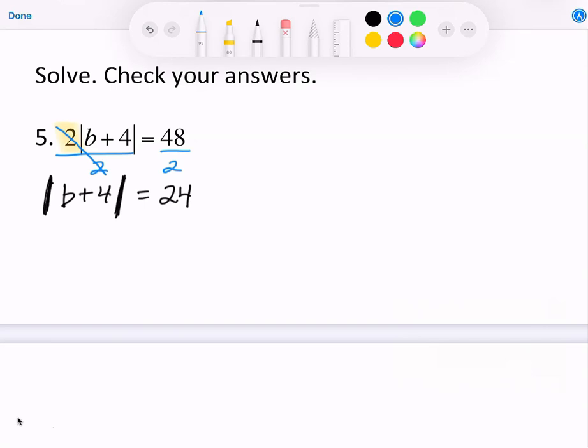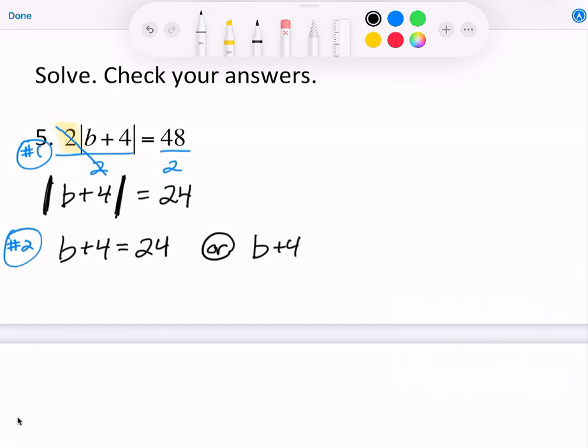Step 2 is rewrite this as 2 equations. So this was step number 1. Step number 2, we're going to rewrite it as 2 equations. So we're going to have b plus 4, no absolute value bars, b plus 4 equals 24. That's one of the equations. Or b could be something else.